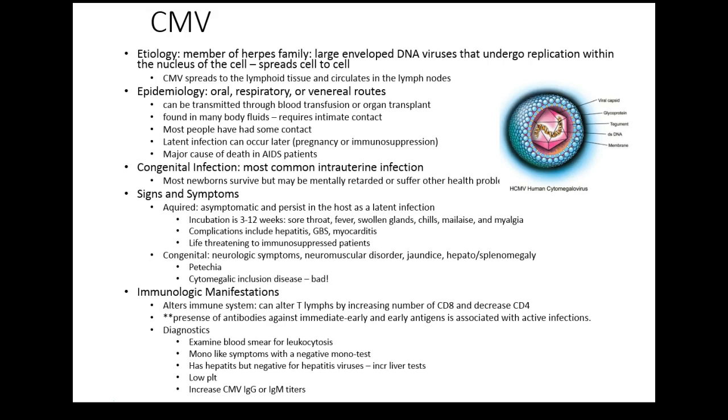Cancer patients usually get CMV negative blood. HIV patients could be affected by it as well. With this, it alters the immune system. It can alter the T lymphocytes by increasing the number of CD8s, kind of like HIV does. And there is the presence of antibodies against the intermediate, early, and late antigens associated with those active infections. So IgM is an active infection just like everything else.